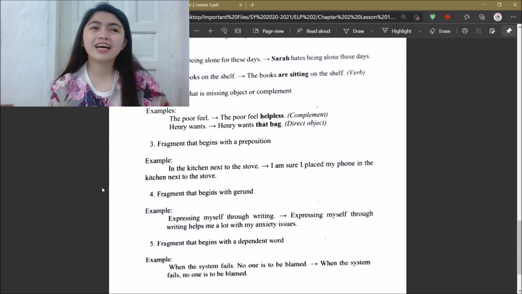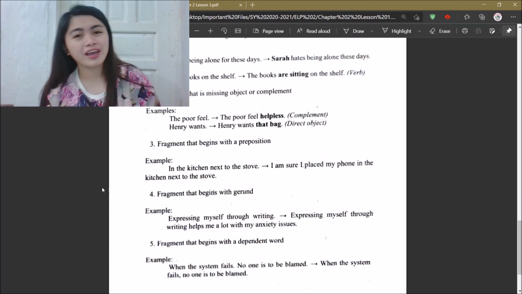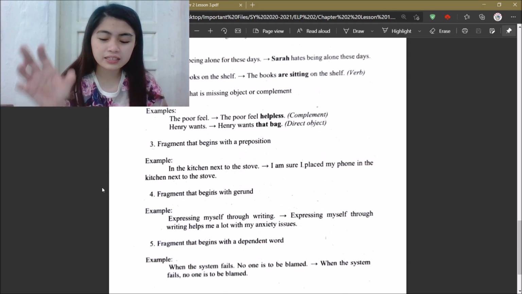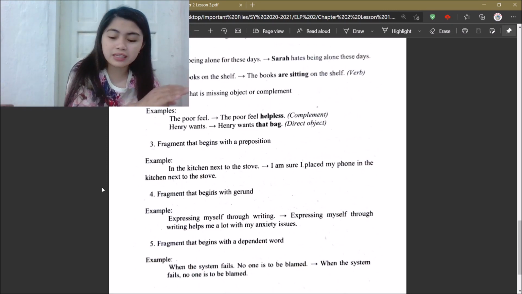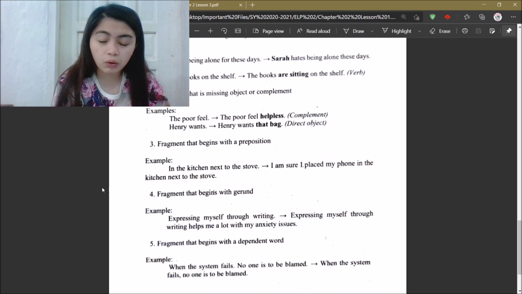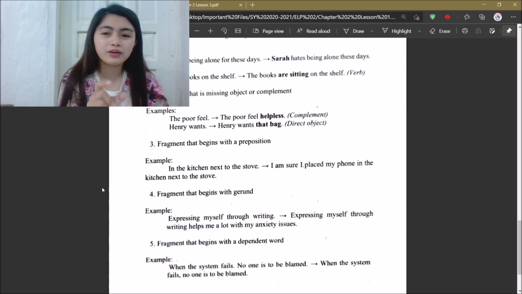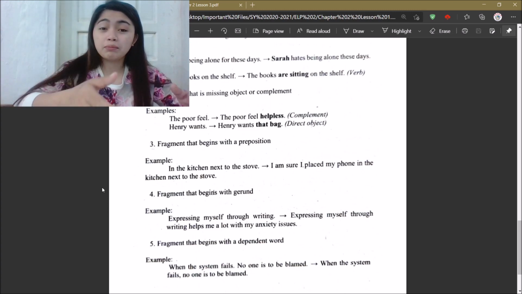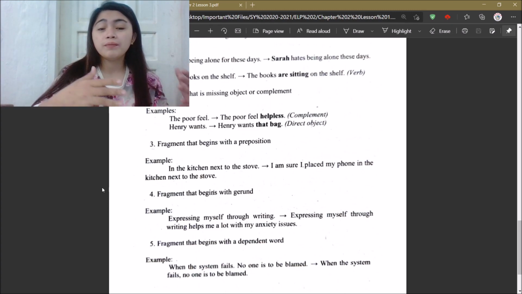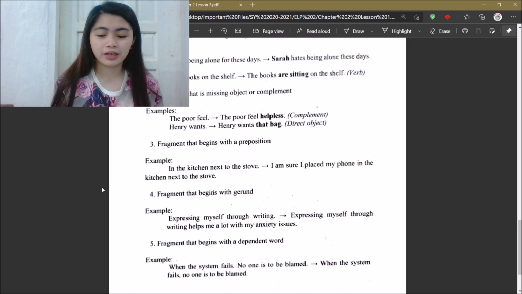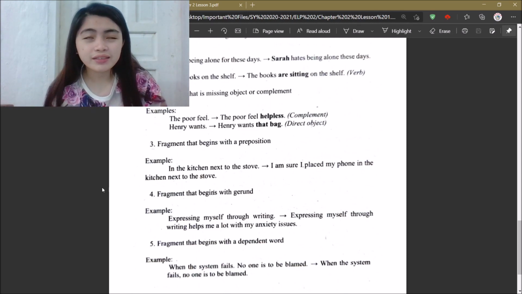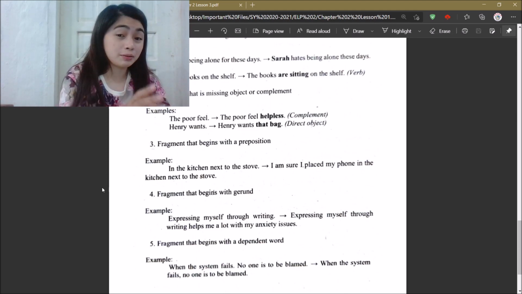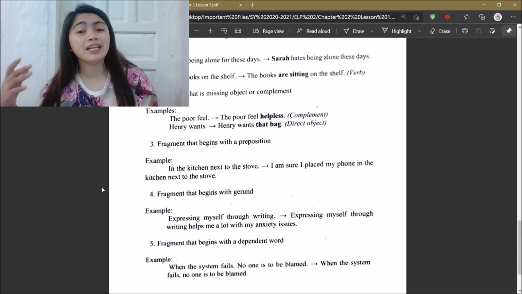It does not convey a complete thought. So, sabi dito, complement is the word that describes the subject of the sentence. So, poor. So, mag-iisip ka ngayon ng mga pwedeng adjective na magde-describe dun sa poor. So, he feels what? Yung mga yun. Yun yung sinasagot ng complement. So, i-describe mo yung subject. So, the poor feel helpless.